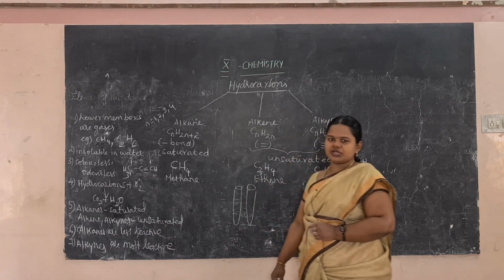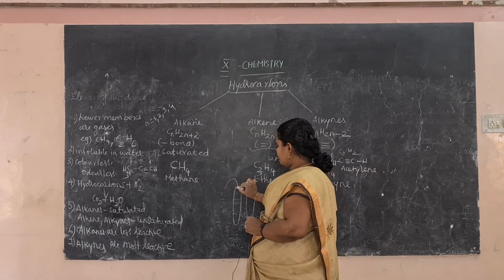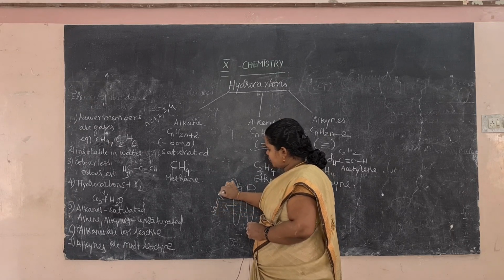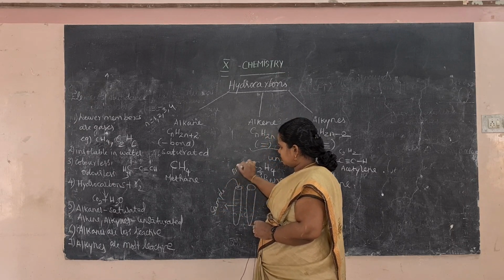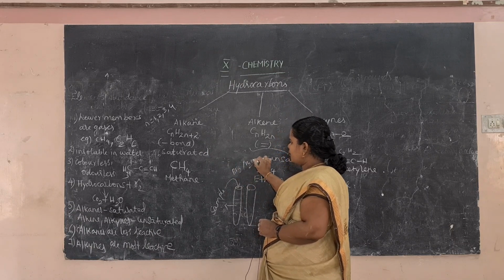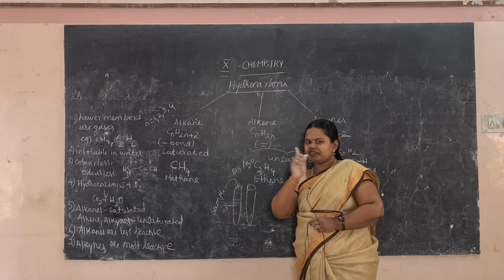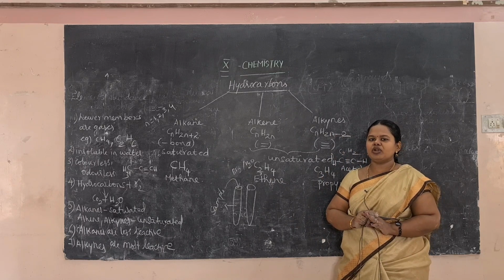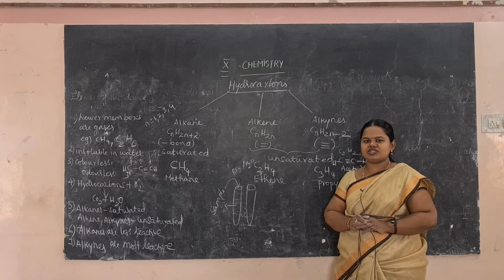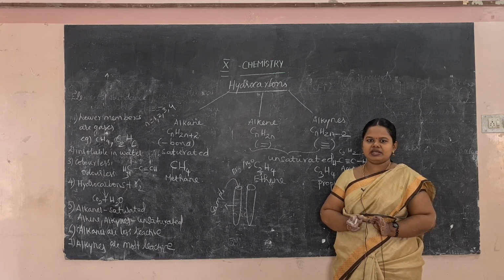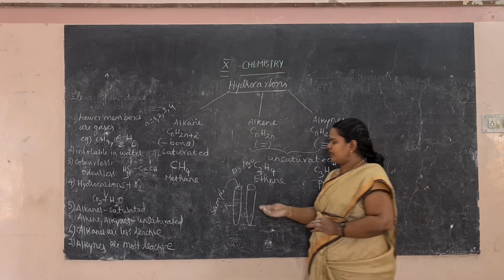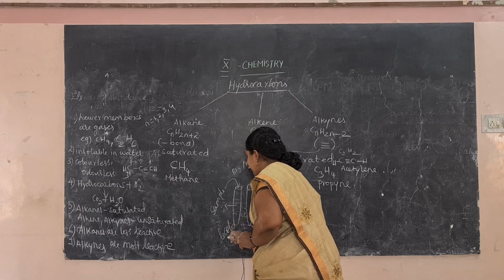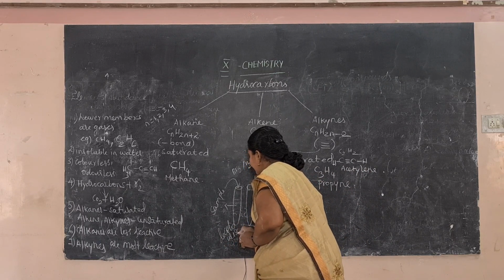Take the sample solution in a test tube and add bromine water. If it is saturated, there won't be any decolorization. If it is unsaturated, it will be decolorized. If it is saturated, no decolorization, the color will remain as such.